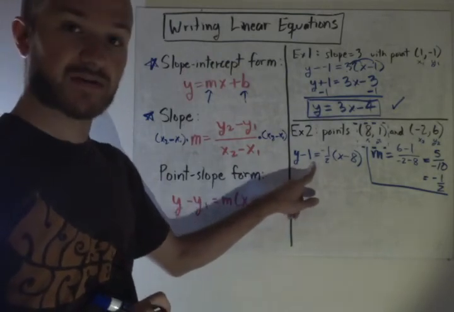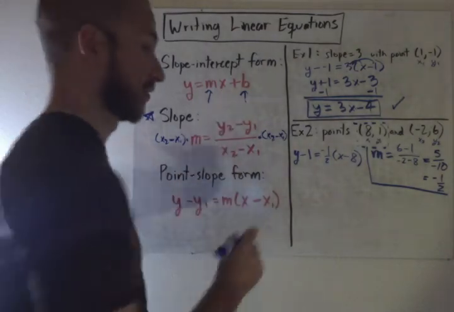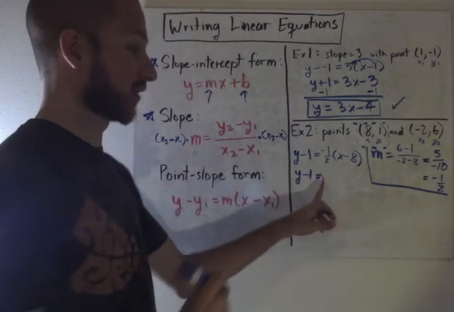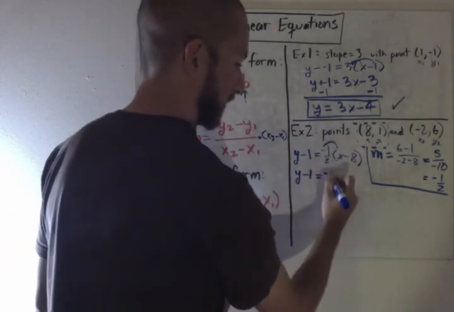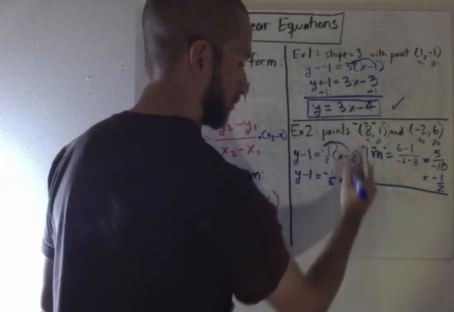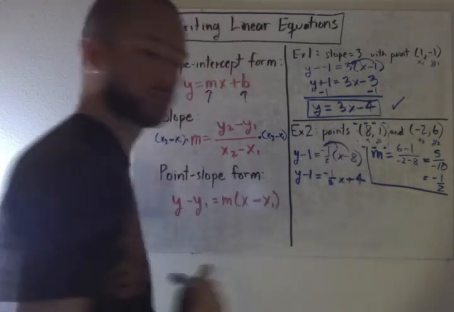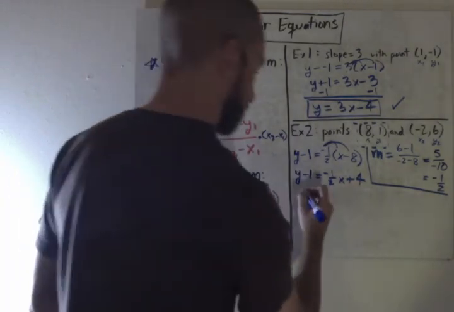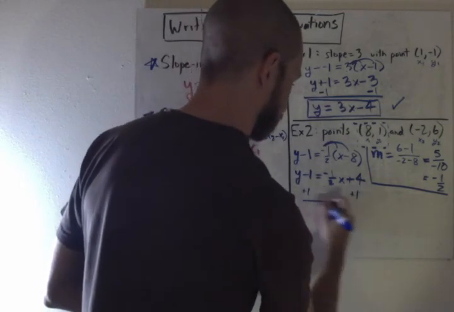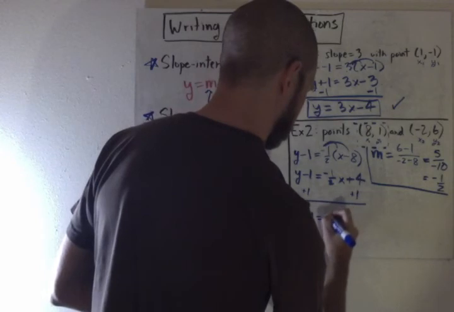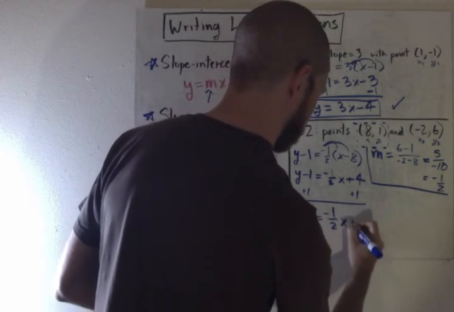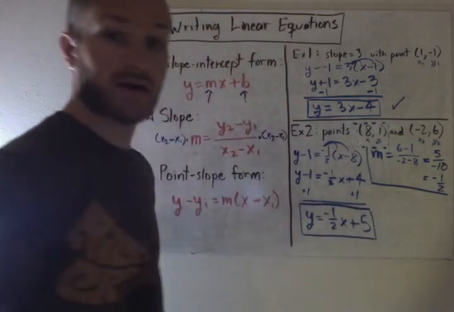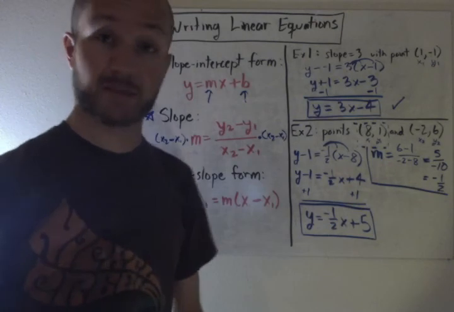Now I just want to simplify this and put it in slope-intercept form. So I have to distribute that negative 1/2. Negative 1/2 x plus 4. Okay. Now to get rid of the minus 1, I'm going to have to add 1 to both sides. And I end up with the solution y equals negative 1/2 x plus 5.